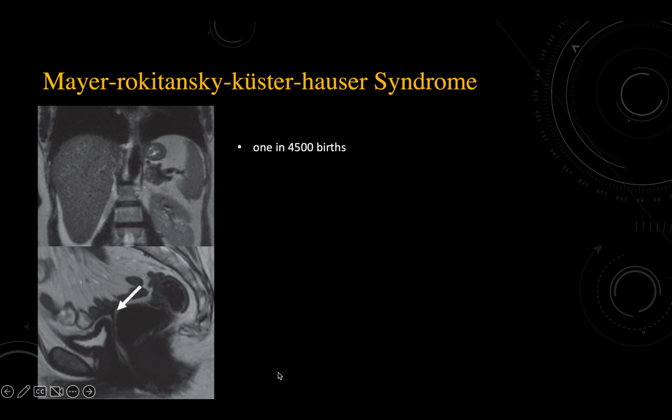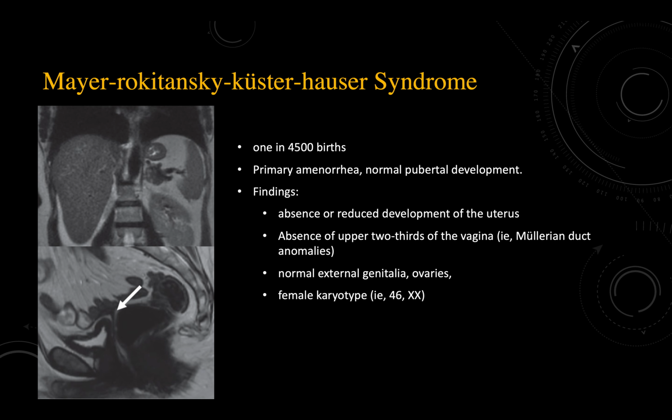So this is Mayer-Rokitansky-Kuster-Hauser syndrome, which is actually not that uncommon. The patient presents normally with primary amenorrhea with normal pubertal development. They have an absent or very hypoplastic uterus, and the upper two-thirds of the vagina is absent, and this is basically due to Mullerian duct anomalies. Because of that, the external genitalia is normal, the ovary is there, and the patient has a female karyotype. Okay, so always include a coronal T2 or T1 in the assessment of any Mullerian duct anomalies, because we know that it can have associations like this one. Okay, you do not want to miss that.